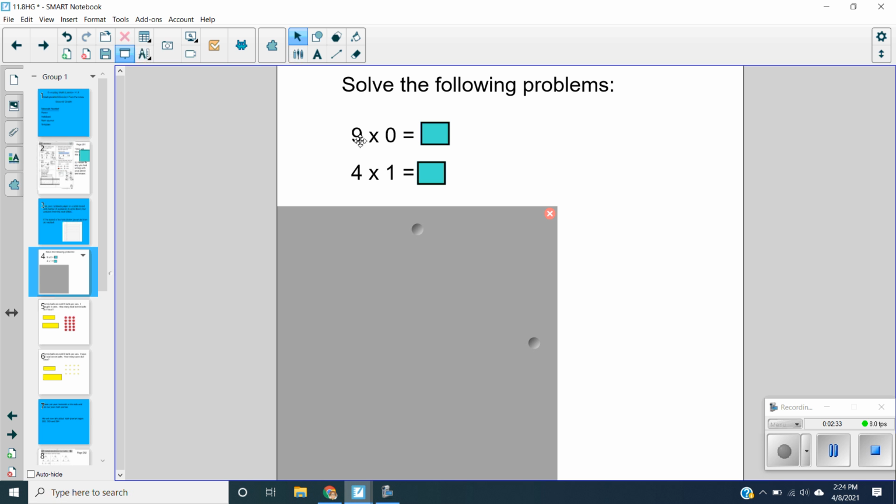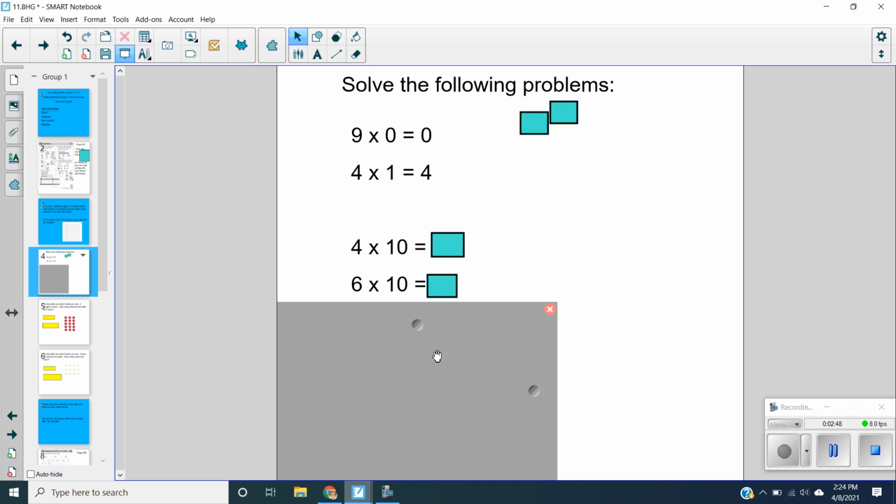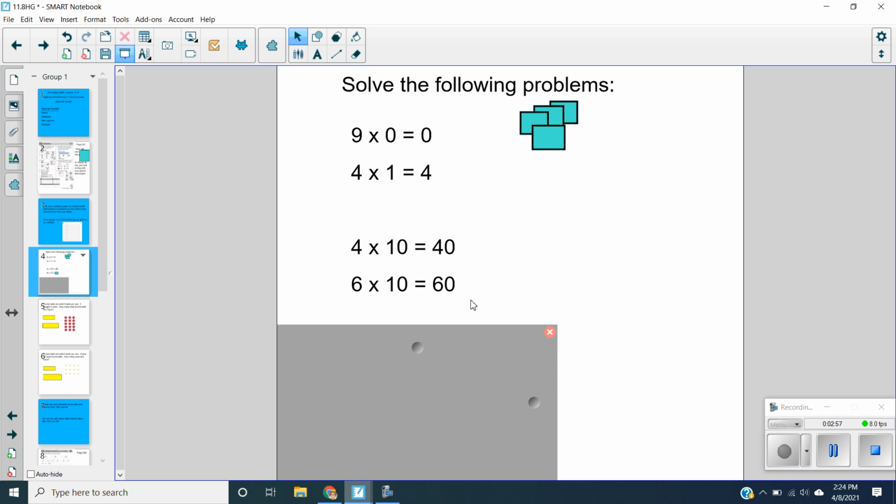And we know whenever we're multiplying a number by 0, our answer is going to be 0. So 9 times 0 equals 0. Whenever we're multiplying by 1, our answer is going to be that other number. So 4 times 1 equals 4. Here's 2 more. Press pause and play when you're ready to check. 4 times 10 equals 40. 6 times 10 equals 60.